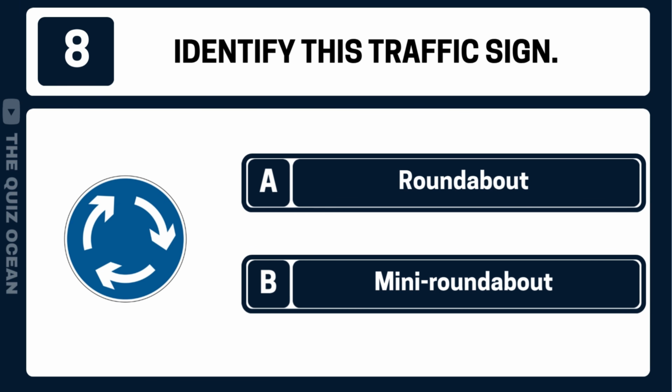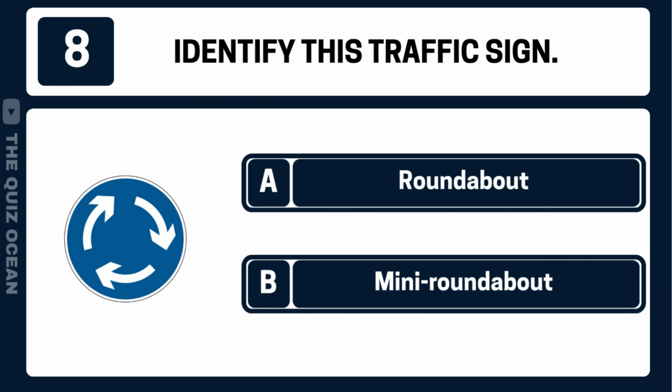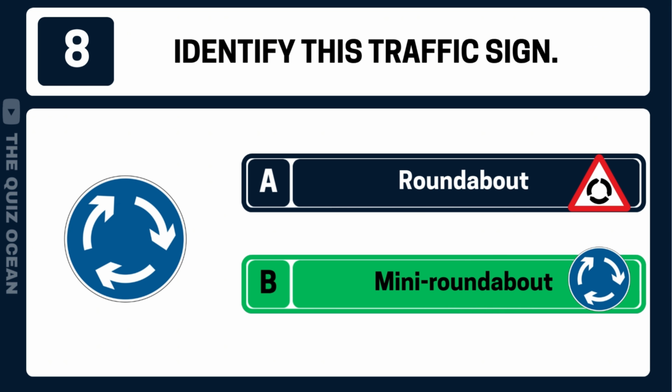Identify this traffic sign. A. Roundabout. B. Mini roundabout. The answer is B. Mini roundabout.